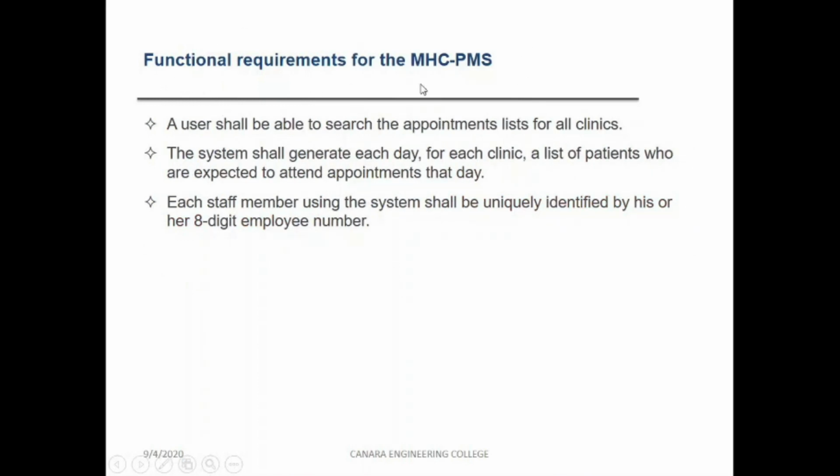Here is one more example they have given, from the case studies we have studied: the mental health care patient management system. A user shall be able to search the appointment list for all the clinics. So there will be a user, that is a mental health patient, who should be able to list the appointments in all the clinics. That is a functional requirement. The system shall generate each day, for each clinic, a list of patients who are expected to attend appointments that day. Each staff member using the system shall be uniquely identified by his or her 8-digit employee number. These are all functional requirements for the mental health care management system.